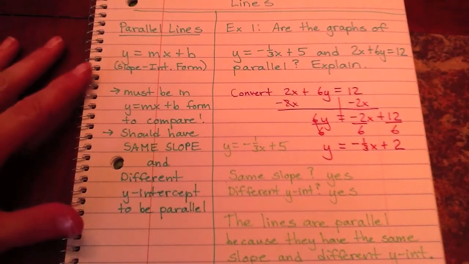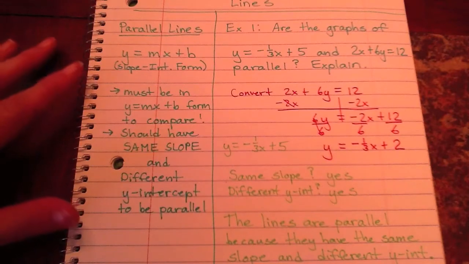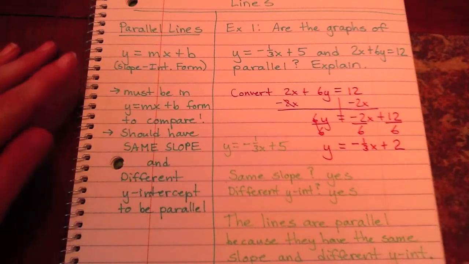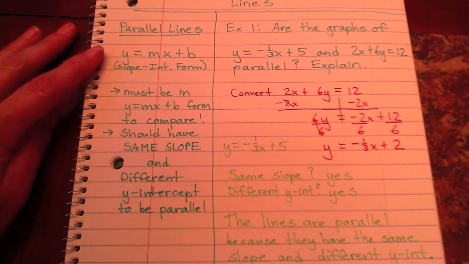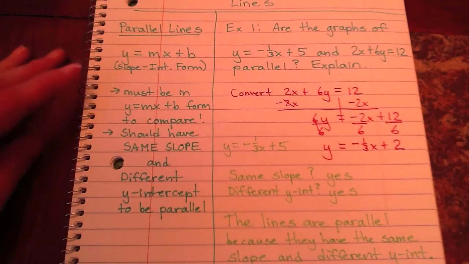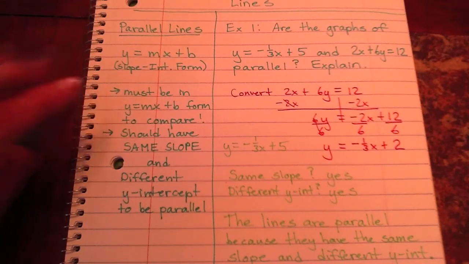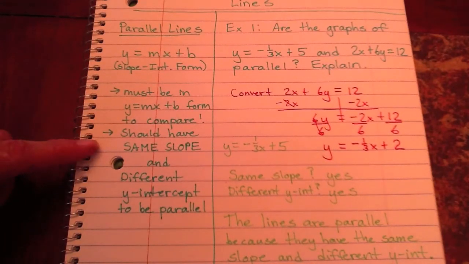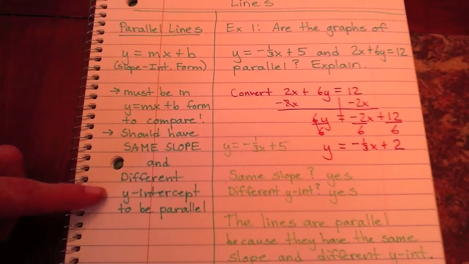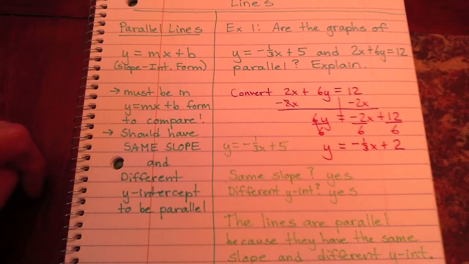Go ahead and add this to the left side of your notes. It's just reviewing how we got to these examples. So in order to be able to compare to see if lines are parallel, you always need them in y equals mx plus b form, slope-intercept form. That's what I said right there. Your equation should have the same slope and a different y-intercept to be parallel. Otherwise, you just say no, they aren't parallel.